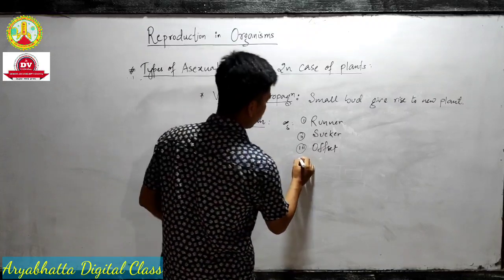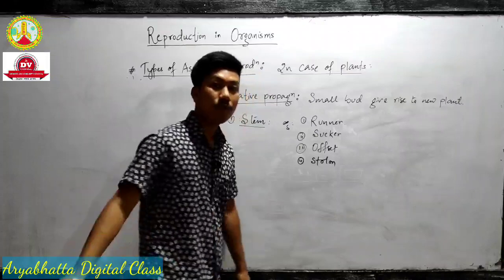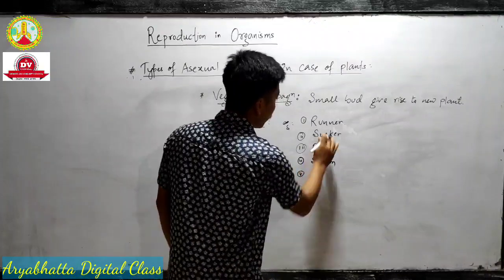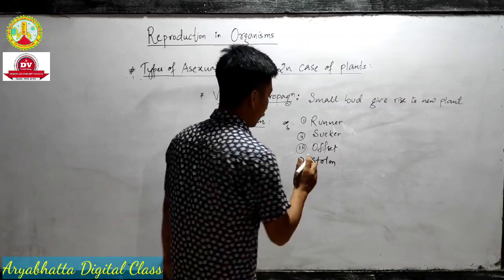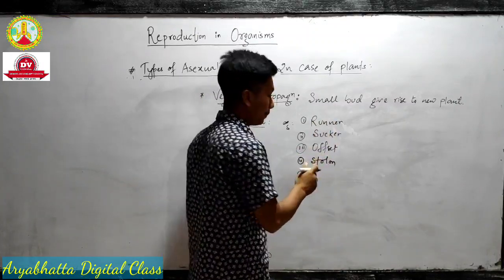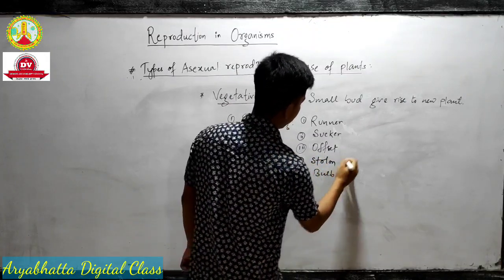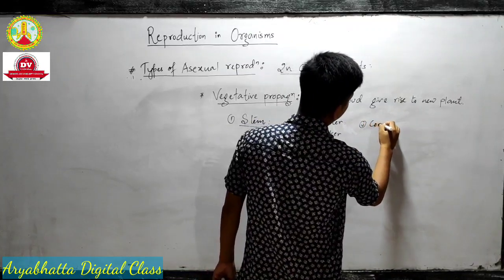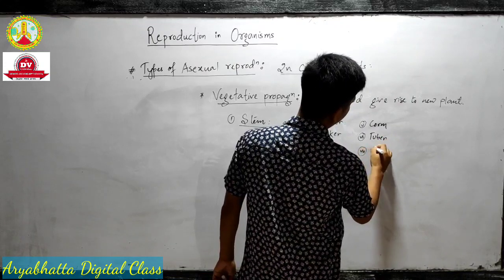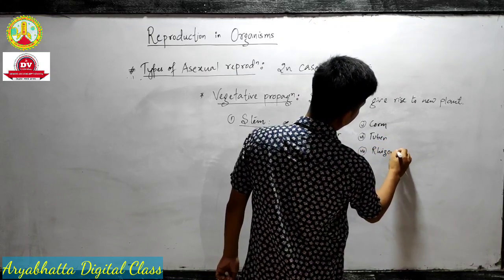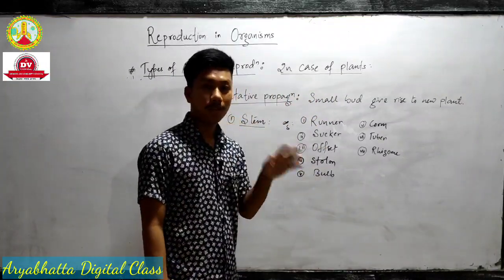Then stolon, example, strawberry. You write a one line definition. We have discussed this in morphology of flowering plant, so I'll just give you the terms. Then bulb, corm, tuber, rhizome. If I left some point, you go through it yourself. We have already discussed these.